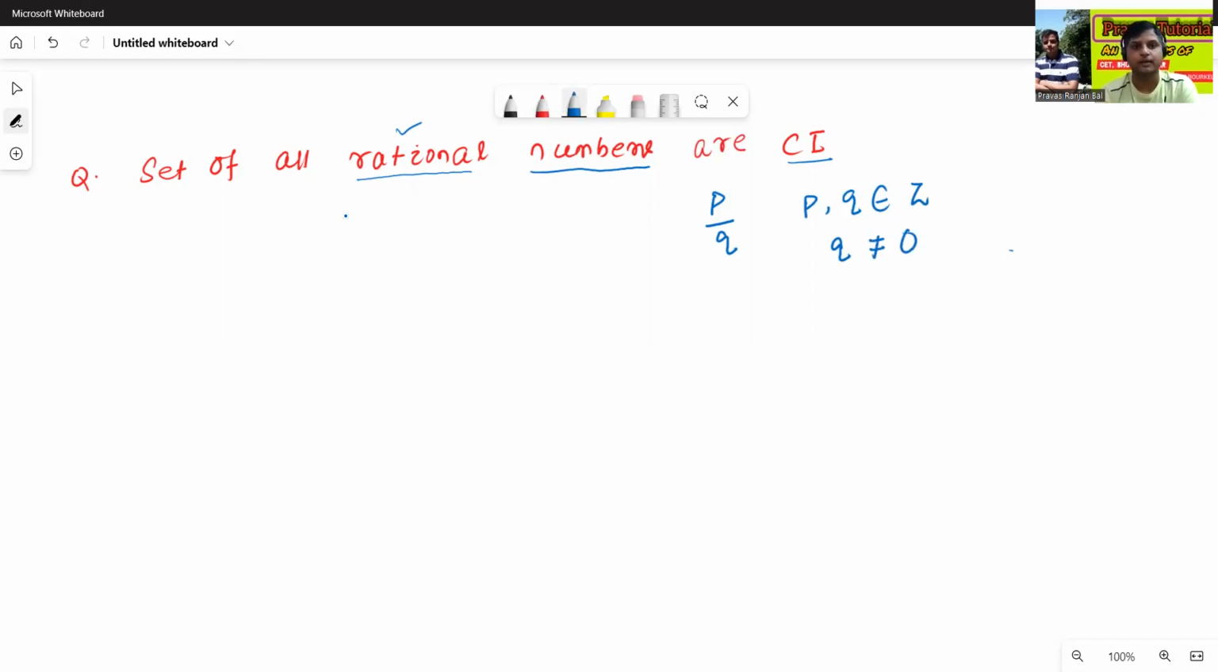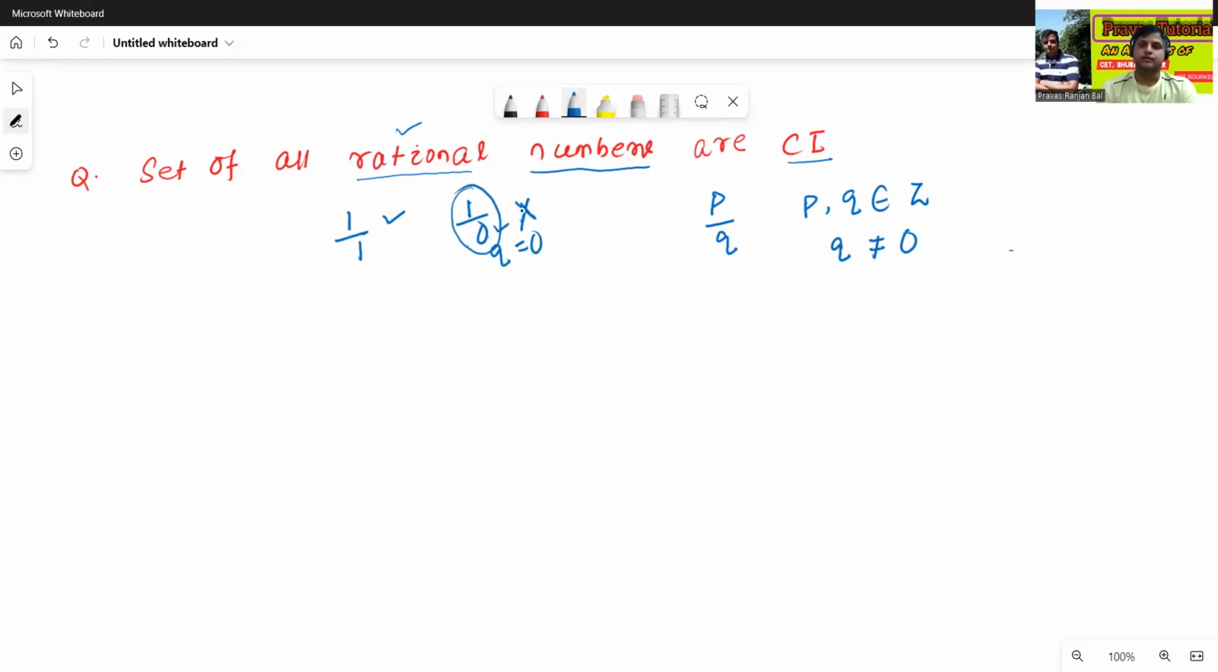For example, suppose 1 by 1 is a rational number. But 1 by 0 is not a rational number because here Q equals 0. Since Q value equals 0 here, 1 by 0 is not a rational number.